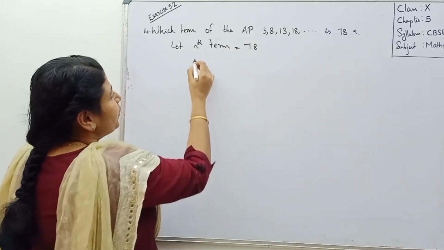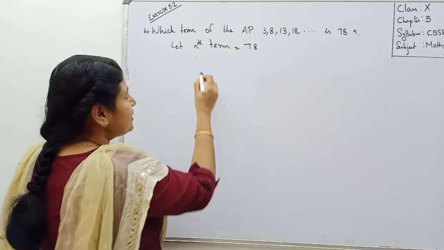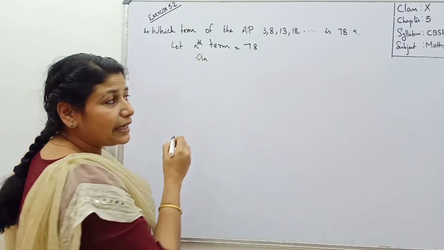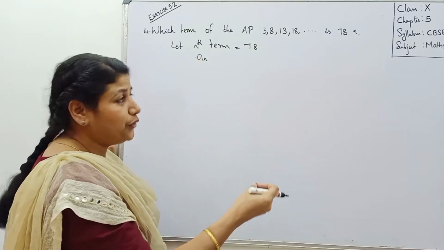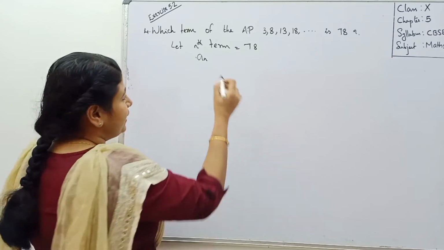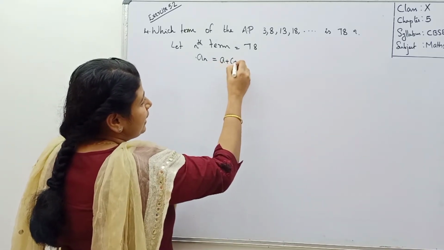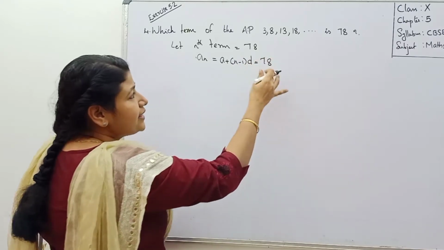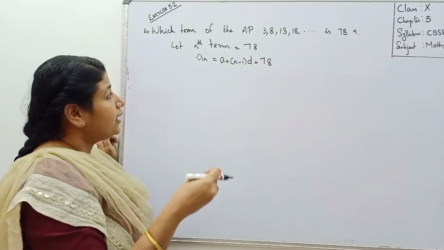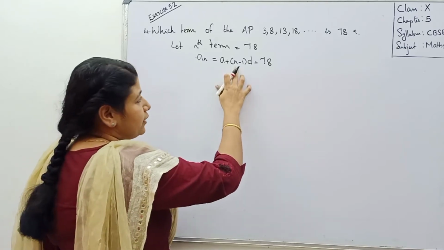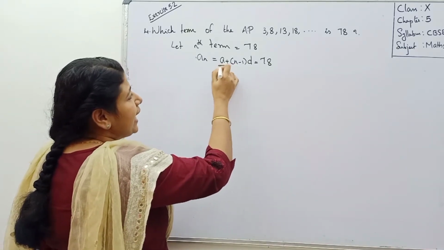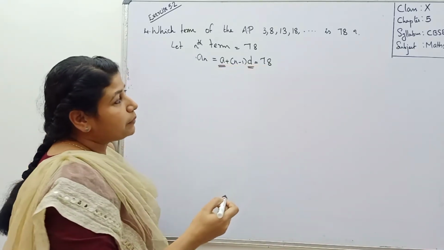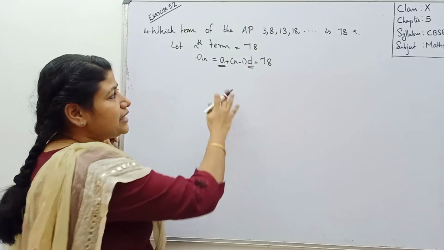Now we can write the nth term, an. nth term ആണ് 78 എന്ന് നമ്മൾ വിചാരിക്കുന്നു. ആ nth term കാണാൻ നമുക്കറിയാം an equal a plus n minus 1 into d. This is equal to 78. ഇതാണ് 78 എന്ന് നമ്മൾ വിചാരിക്കുകയാണ്. Now we have to find out this n. For that we need a and d. First term common differenceും നമുക്ക് അറിയാമെങ്കിലേ ഇത് ചെയ്യാൻ പറ്റുള്ളൂ.